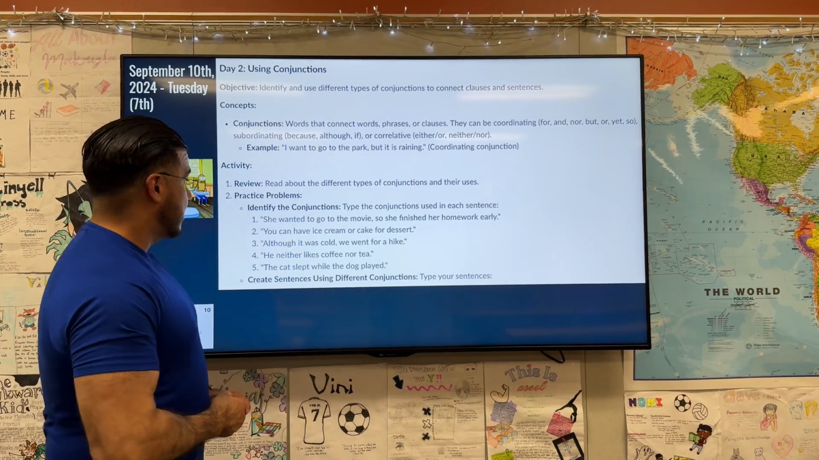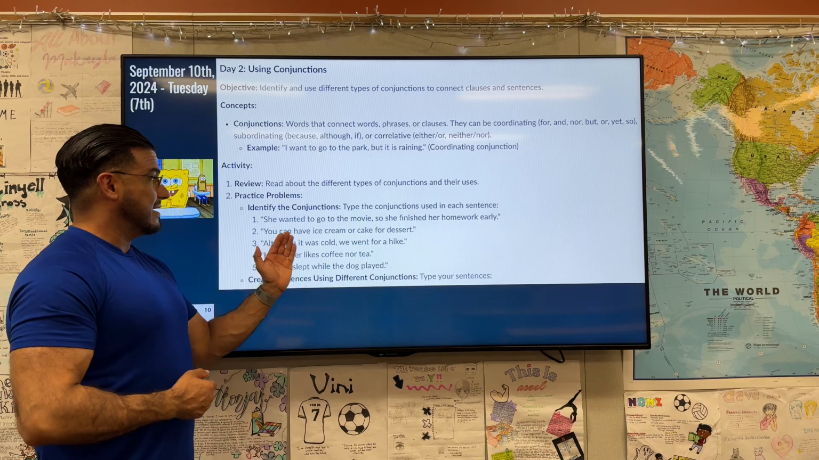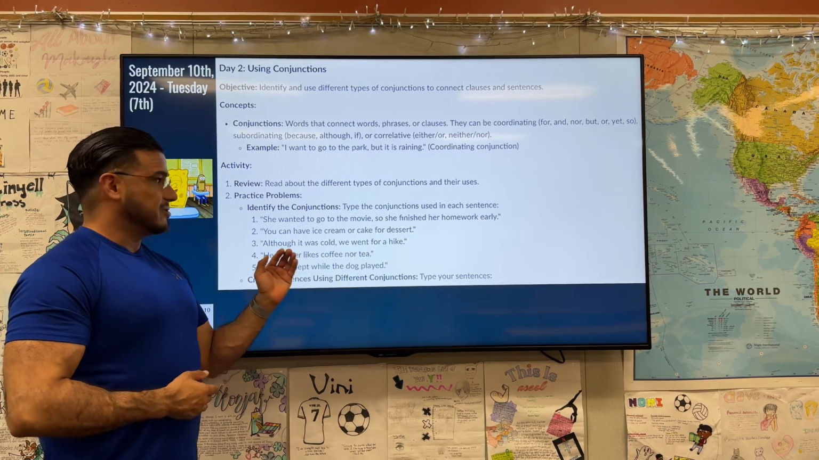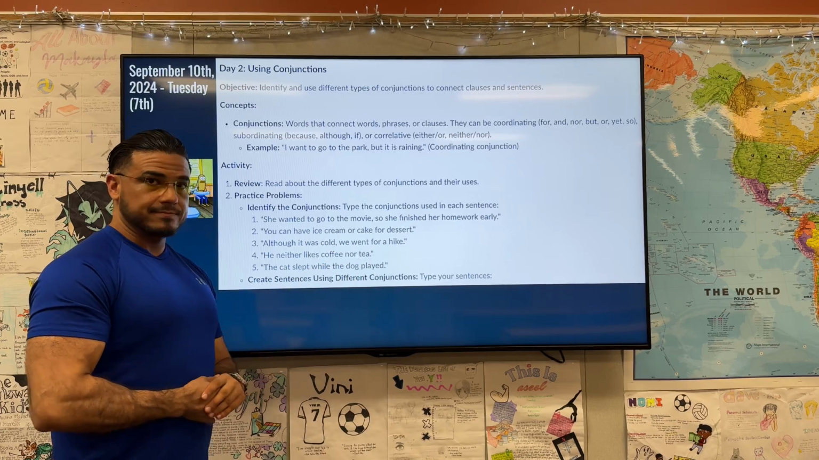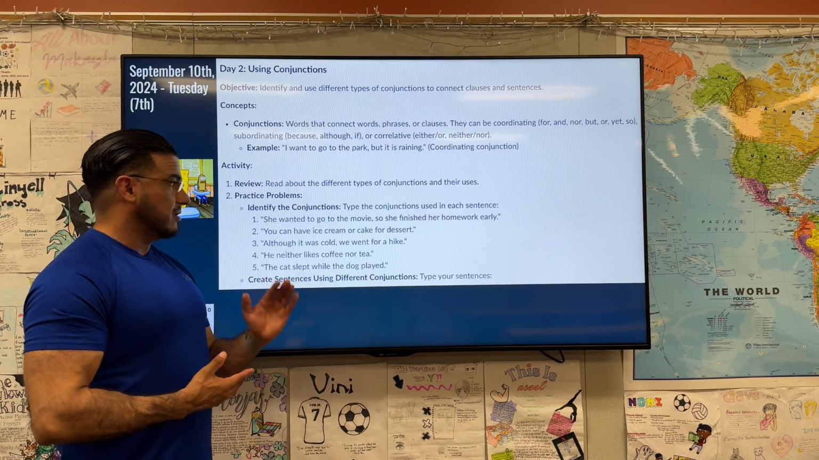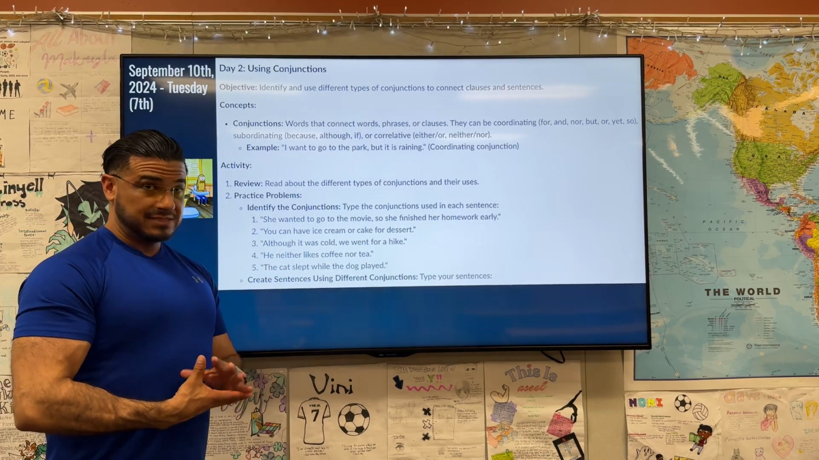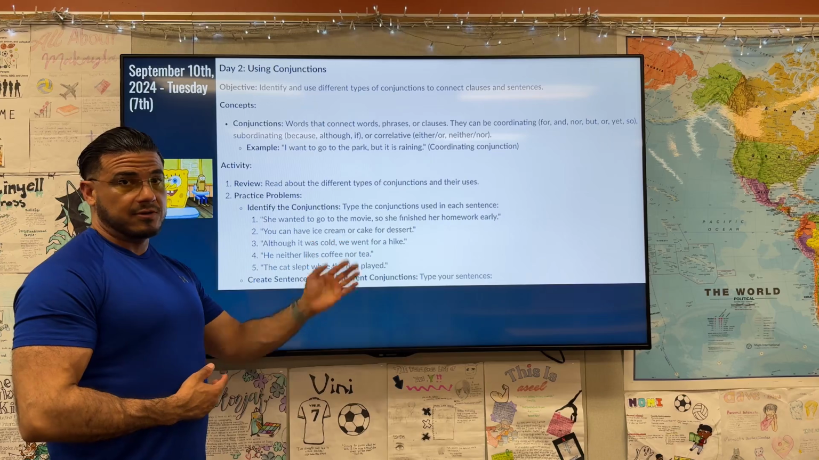All right, let's move on to number 2. You, subject, can have, ice cream or cake for dessert. Okay, I'm looking here. I do see that we have 2 clauses and they've been wedded together using the coordinating conjunction or.